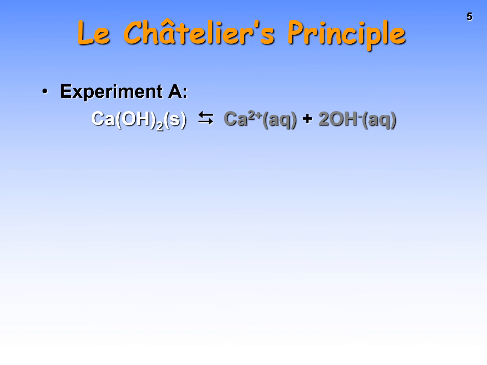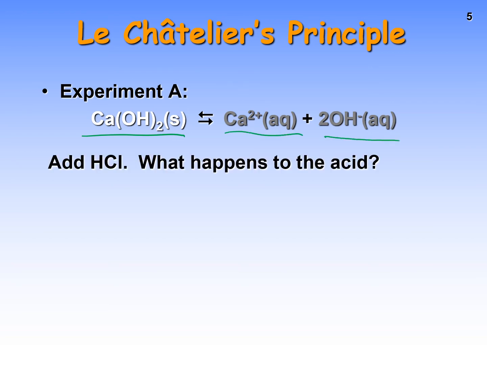Let's do an example here. We have this reaction, right? We have a solid substance here. We have these two aqueous products here. What happens if I add HCl? Now, this is taking what we've just learned about concentration and applying it now. If we add HCl, what's going to happen? The acid is going to react with our base, right? Our HCl is going to react with this OH minus in solution.